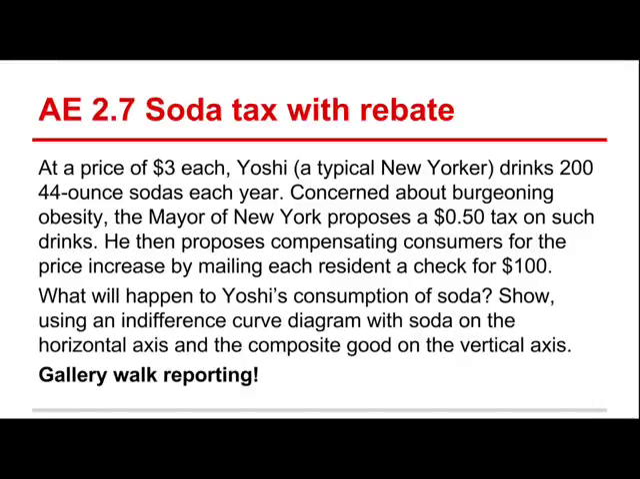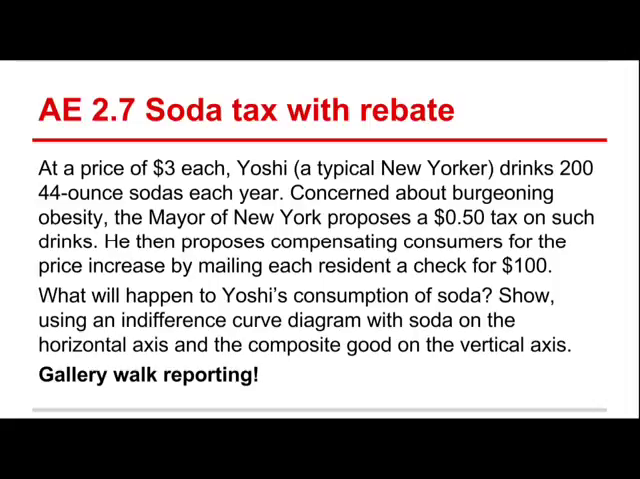This is another way to think about the decomposition of the price and income effects. Here we have a problem where at a price of $3 each, Yoshi drinks 200 44-ounce sodas. These are giant sodas. Concerned about burgeoning obesity, the Mayor of New York proposes, Bloomberg actually did this, a 50-cent tax on each drink. He then proposes compensating consumers for the price increase by mailing each resident a check for $100.